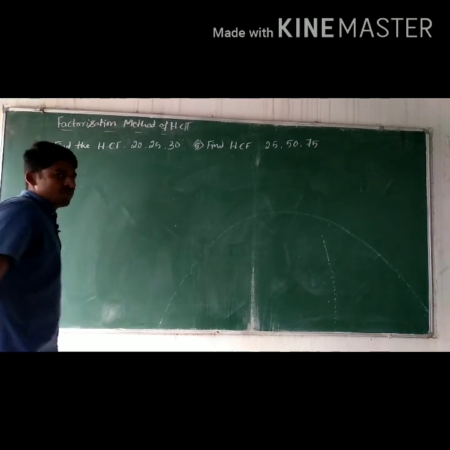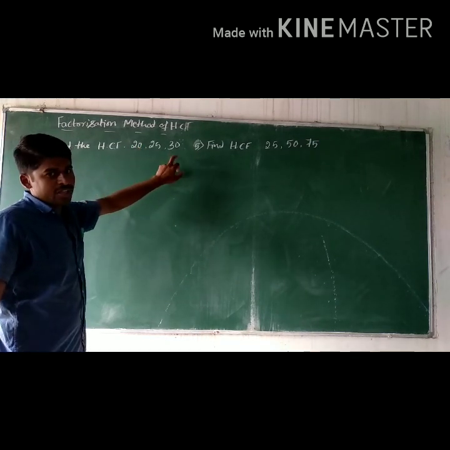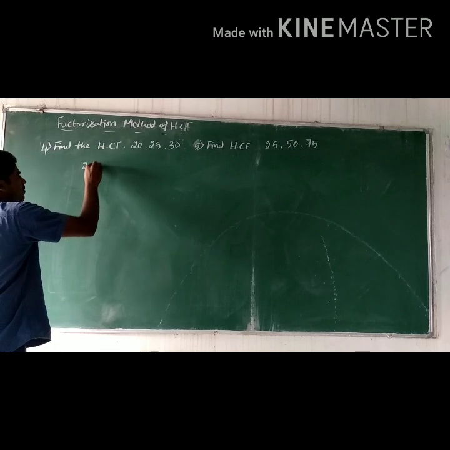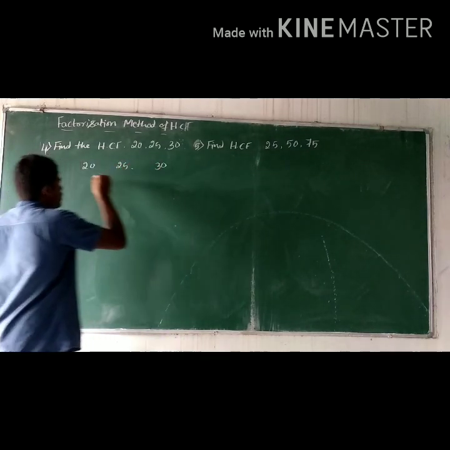Okay, same as before, go to the next problem. You find the HCF of 20, 25 and 30. Same as before, we are going to continue the problem. So now go to 20, 25 and 30.